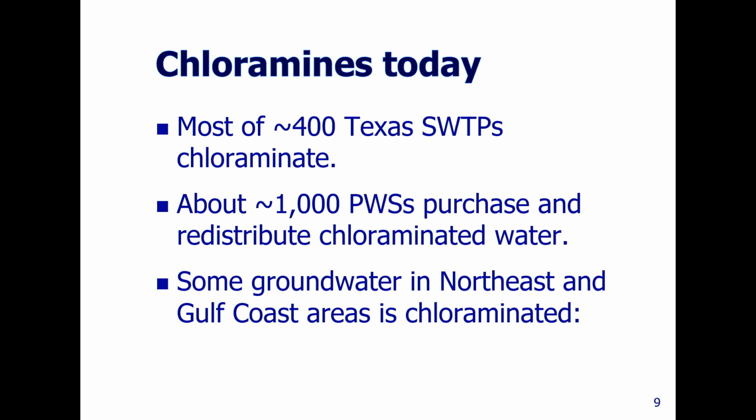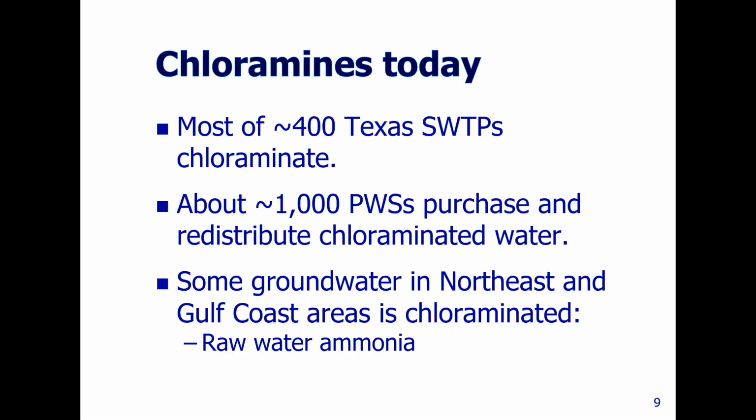Some groundwater, if you're in Northeast Texas or even on the Gulf Coast, has raw ammonia in it. And what's more, in the Northeast especially, that groundwater has a ton of total organic carbon in it, which is the stuff that forms the trihalomethanes when you chlorinate it with free chlorine. Okay, well that's a problem, and so some of that well water needs to be chloraminated as well. So that raw water ammonia is a problem.